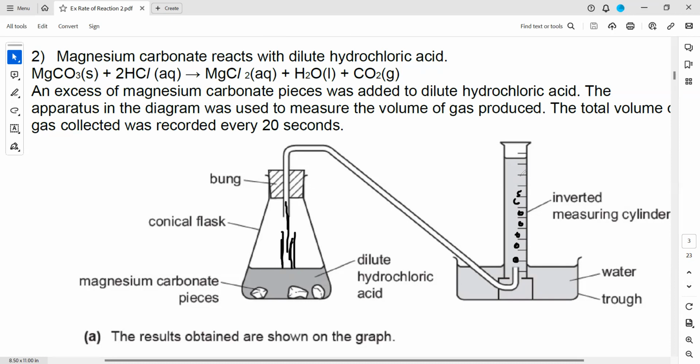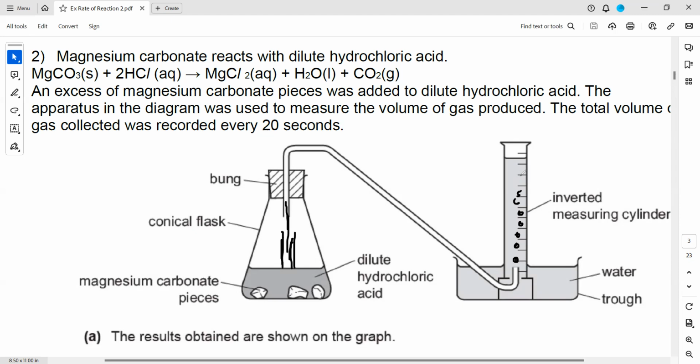But when we are using a gas syringe, we have to wait until the volume of gas in the syringe is not changing, and we are still not sure that the reaction has completed. But what is the disadvantage of using the water method?